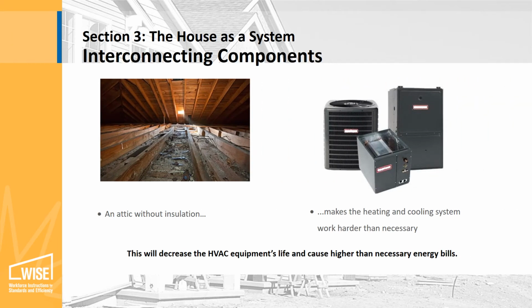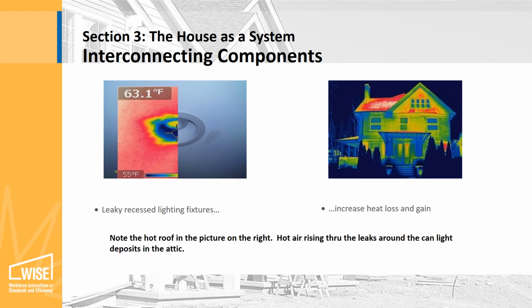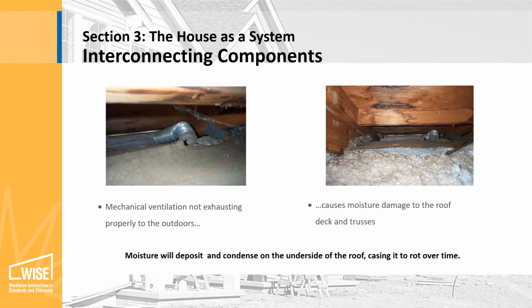For example, an attic without insulation will make the heating and cooling system work harder than necessary. This will decrease the HVAC equipment's life and will result in higher than necessary energy bills. Leaky recessed lighting fixtures will increase heat loss and heat gain as air can freely move from conditioned to unconditioned space. Mechanical ventilation that does not exhaust to the outside of the house will allow moisture to condense on the underside of the roof, causing it to rot over time.